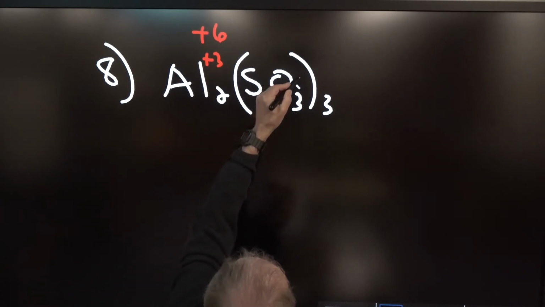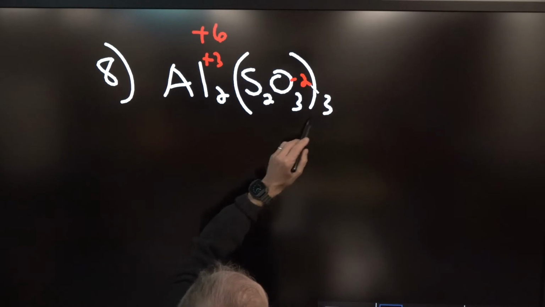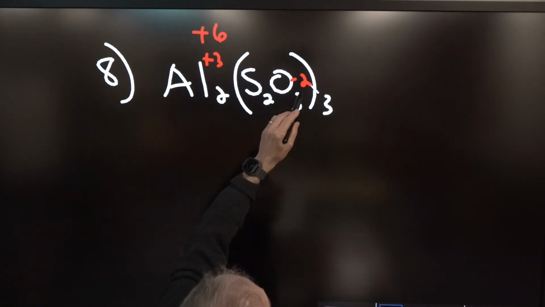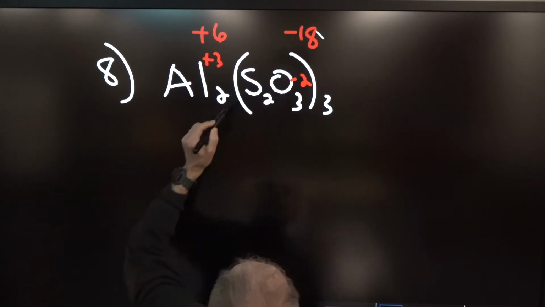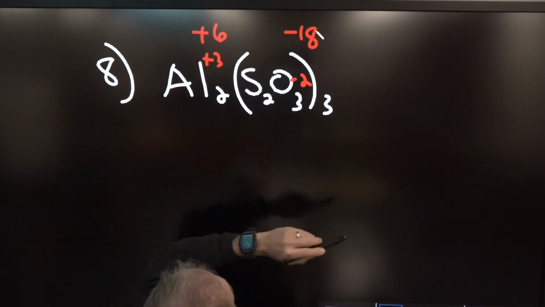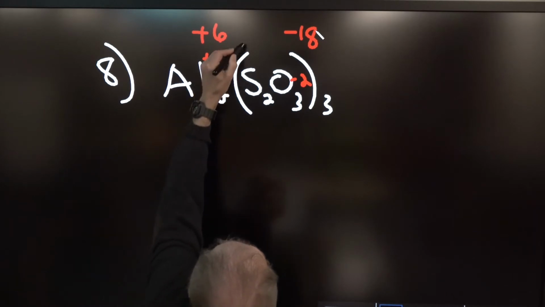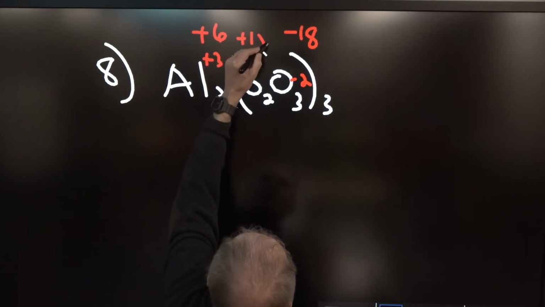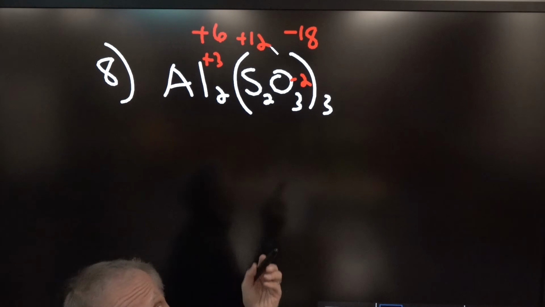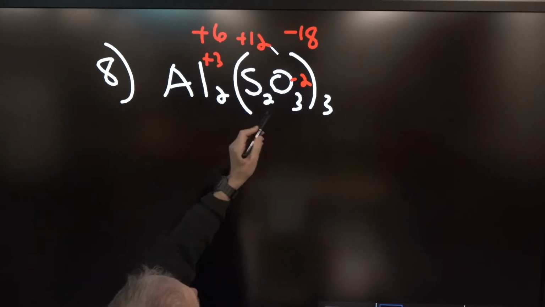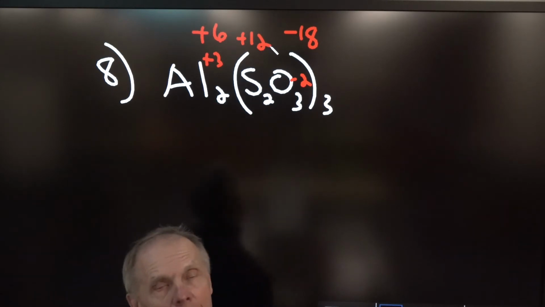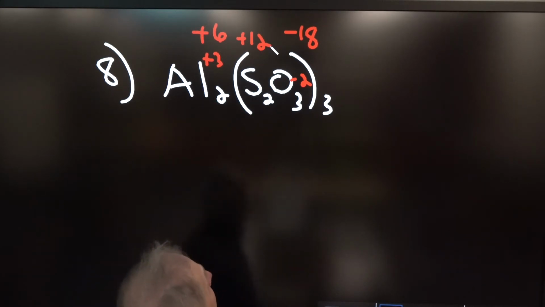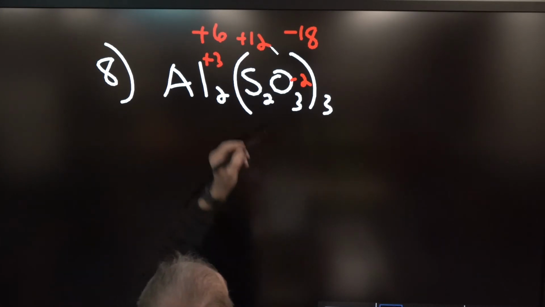O is a minus 2. And that would be 3 times 3 is 9, times a minus 2 would be a minus 18. And then plus 6 and minus 18, the S has to be a plus 12. But look at how many S's. 2 times 3, we got 6 S's that have a total of plus 12. So S should be a plus 2.